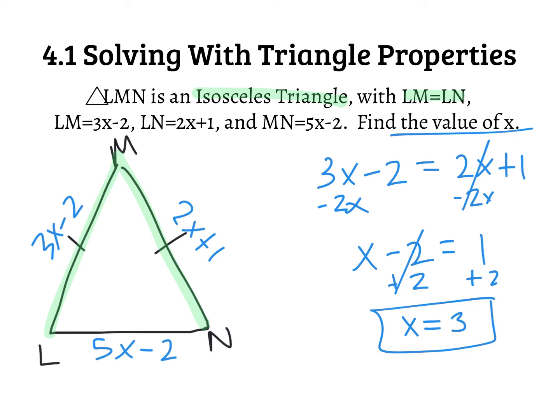And there it is. First, I draw my picture based on the information that I know, isosceles. I identify what two things are going to be the same because of the definition. Okay? And then I set up the two things that are actually equal, and I solve. Notice how we didn't even need the length of LN. It wasn't necessary to find the value of x.